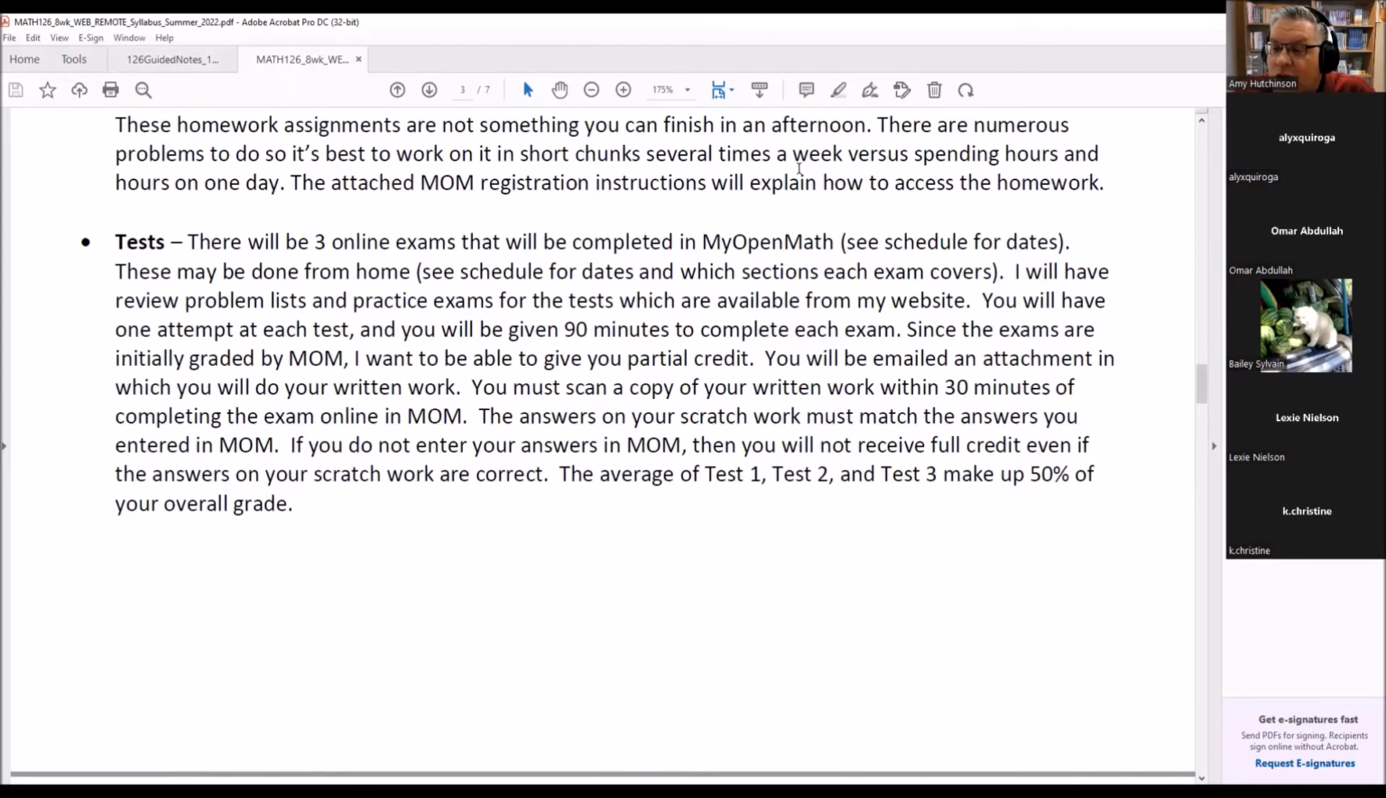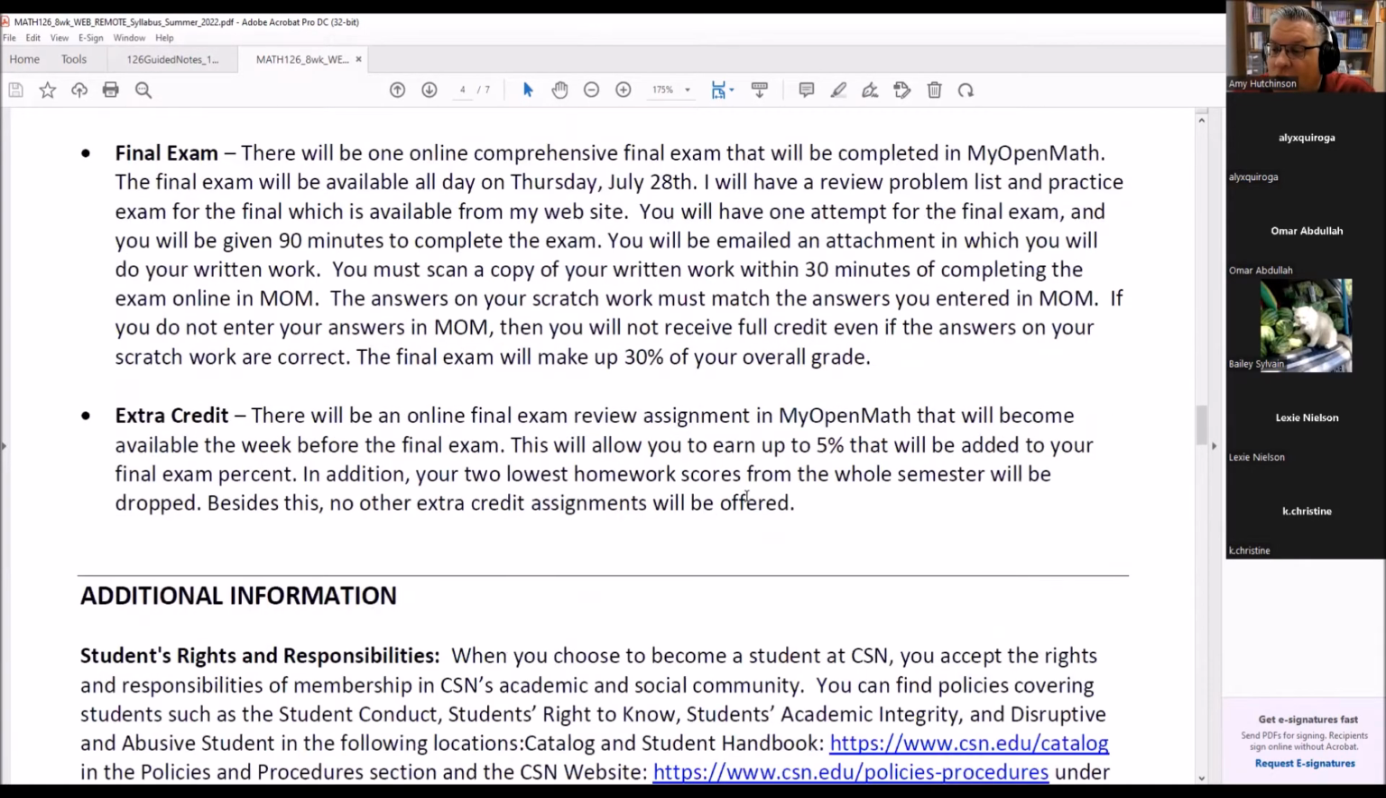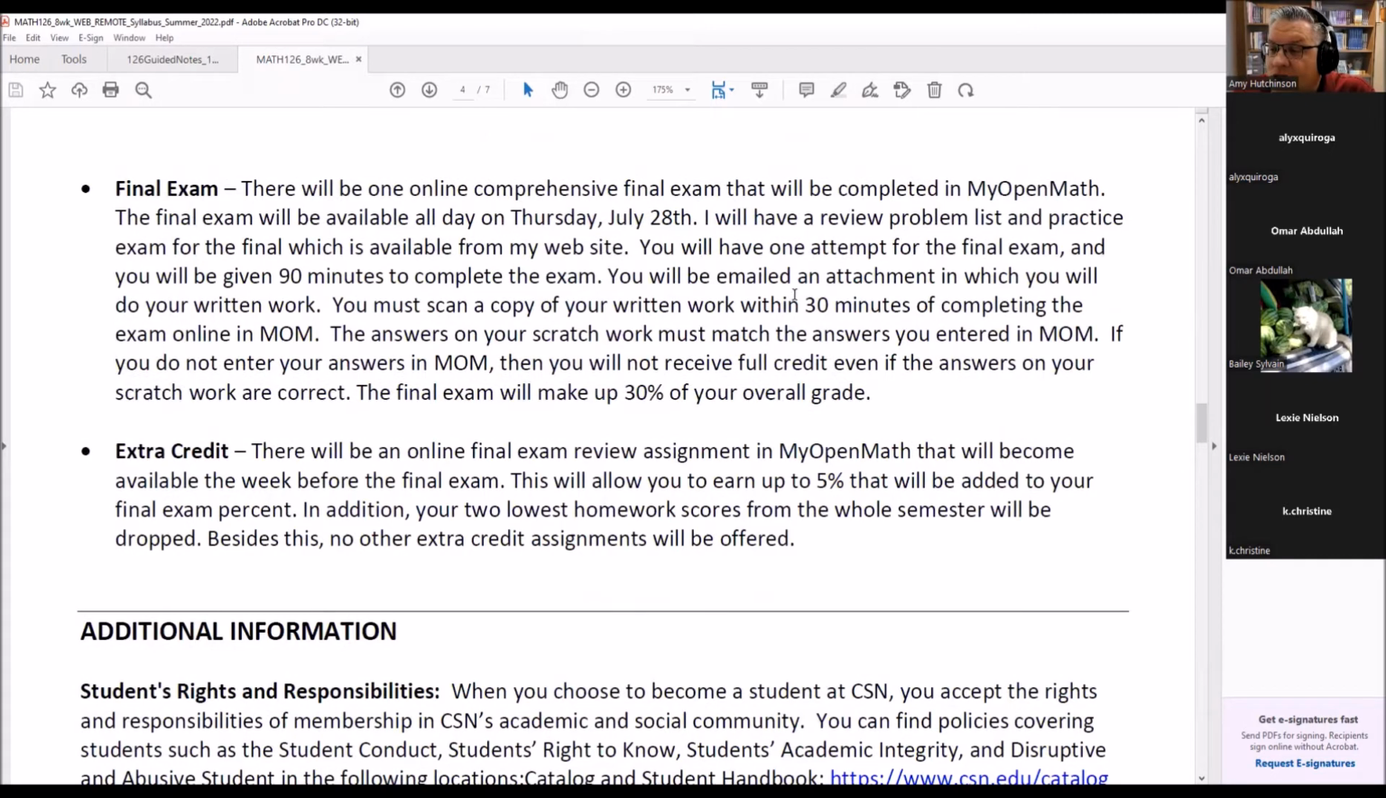Now, the same rules also apply for the final exam as well. The final exam is on Thursday, July 28th, and it's going to be the same deal. So you'll scan the work, send it in to me, and the final exam is worth 30% of your grade.